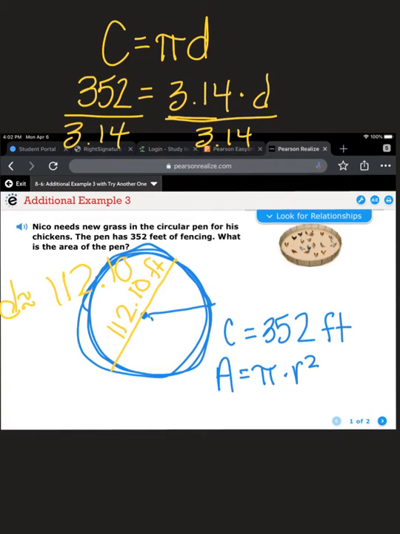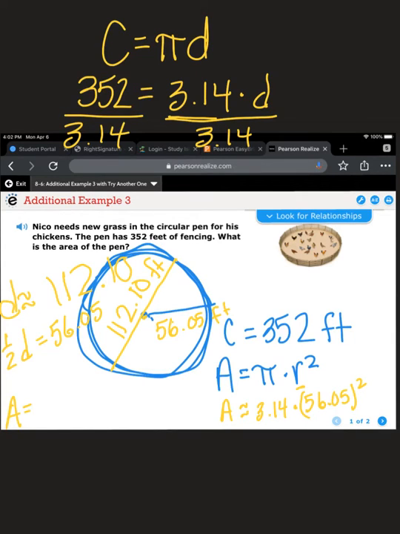Now I'm trying to find the area. If I look at my area formula, I'm supposed to use the radius. So I still don't know the radius yet. I only know the diameter. But I do know that a radius is half of a diameter. So I'm going to take the number I have for the diameter, and I'm going to take half of it. And I get 56.05. So now that I have the radius, and I know that this is about 56.05 feet, now I can use that to find the area.